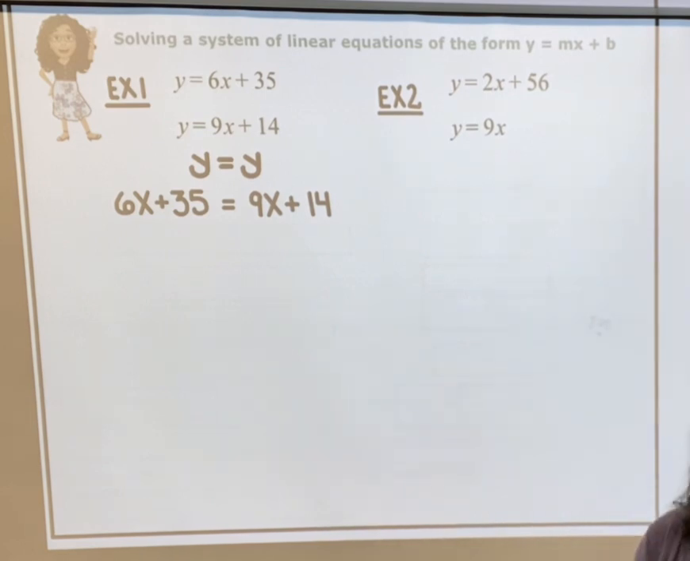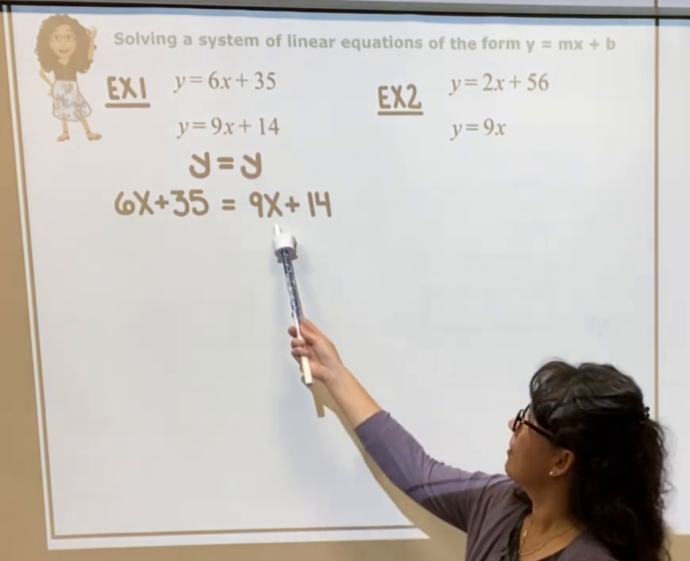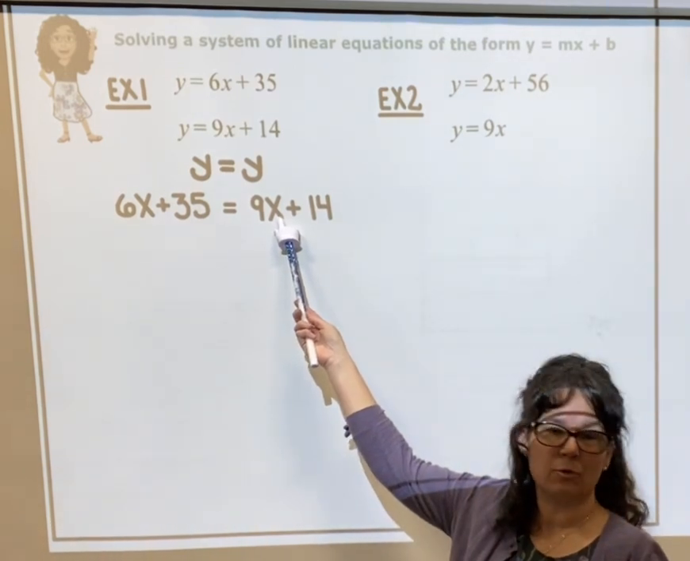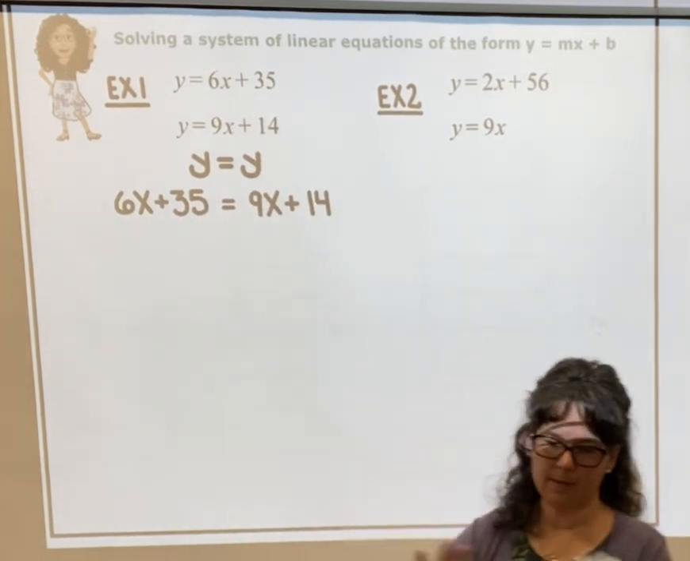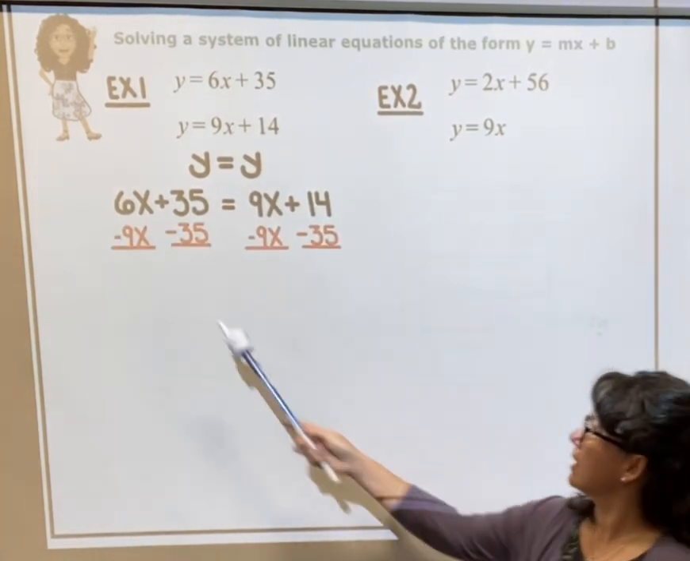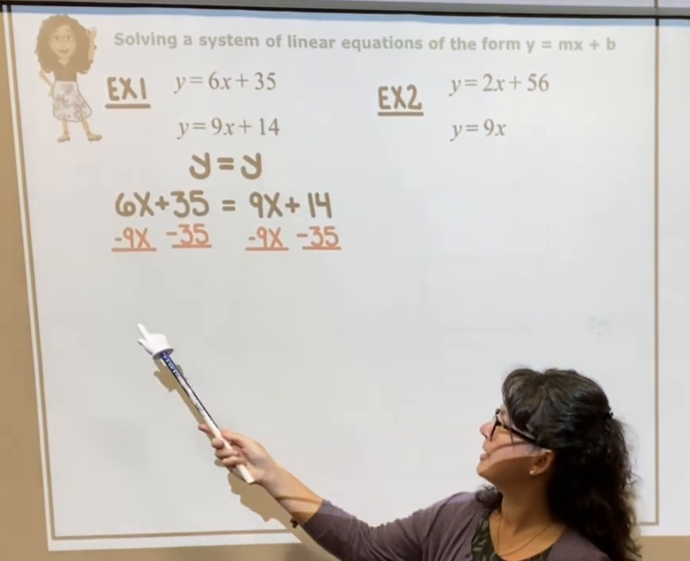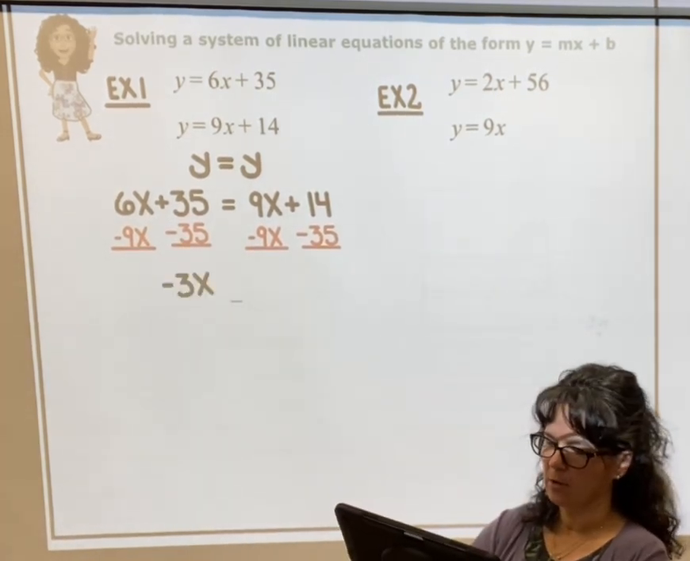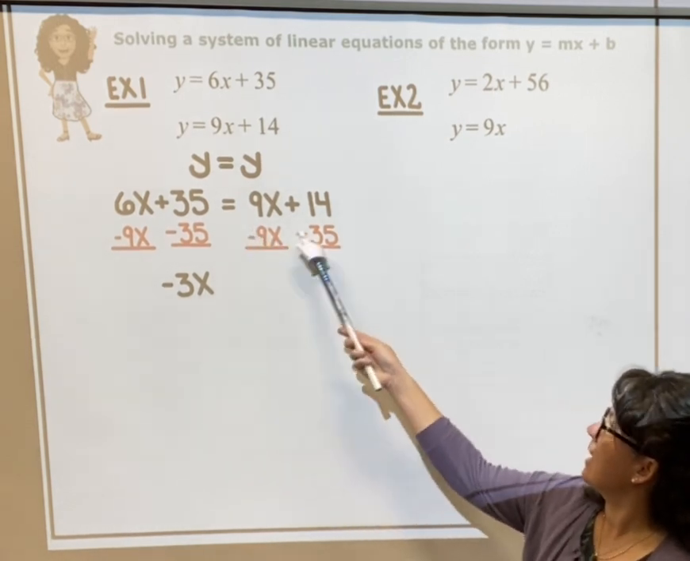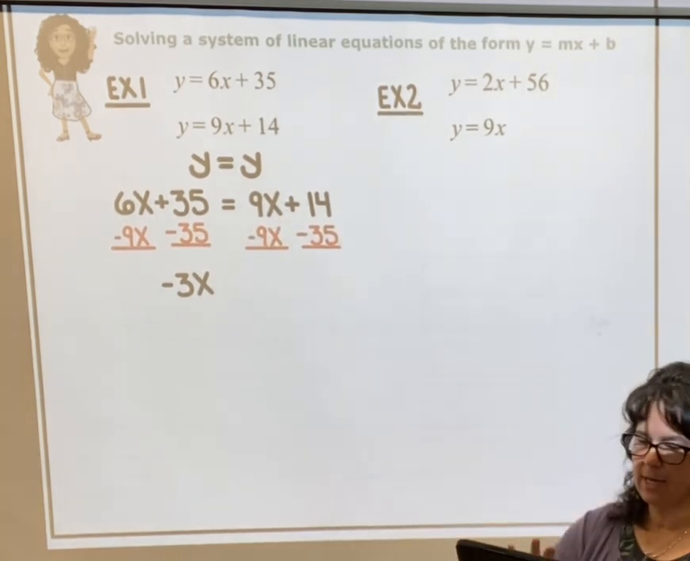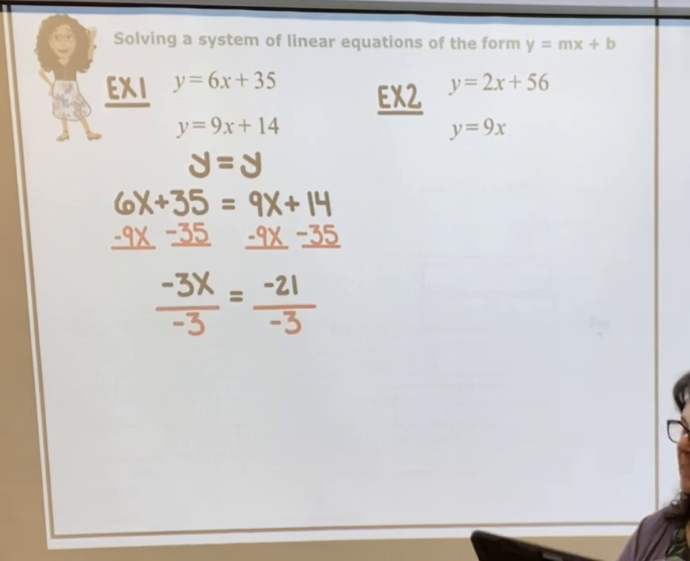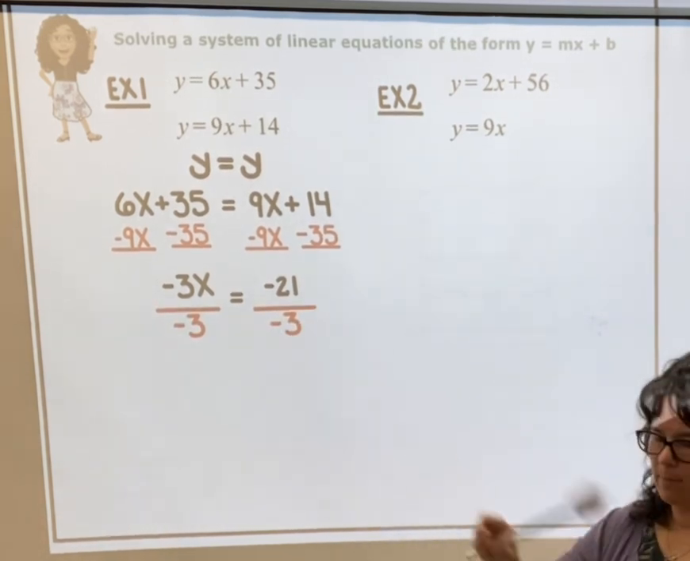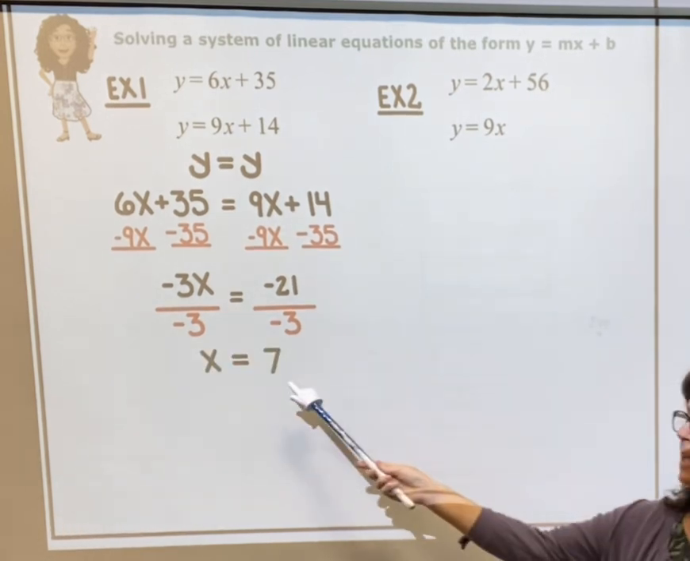Now I'm ready to move the letters to one side, numbers to the other. So I'm going to move the 9x to the other side by subtracting it. And at the same time, I'm going to move the 35 to the right side by subtracting it. So 6x minus 9x is going to give me negative 3x, and then those are gone. 14 minus 35 is negative 21. Divide both sides by negative 3 to get the x by itself. And negative 21 divided by negative 3 is positive 7.